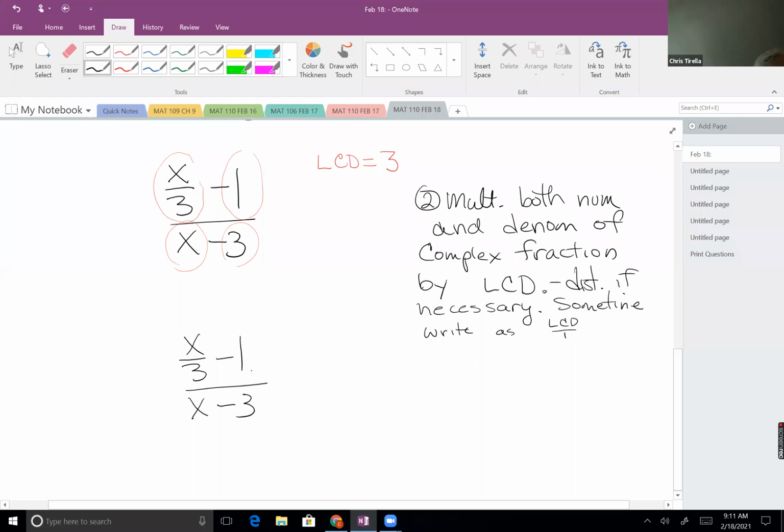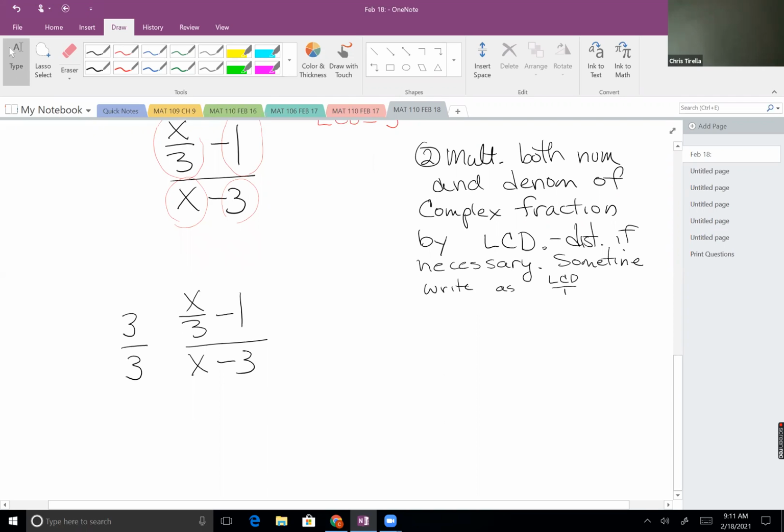So we said we want to multiply numerator and denominator by that least common denominator, 3 over 3. Again, I think I said this when we were looking at adding and subtracting fractions and getting that common denominator. Please notice that what we're multiplying by, 3 over 3, is just the number 1. And so we're not changing what it equals. We're only changing what it looks like.